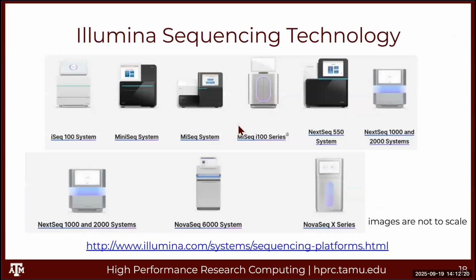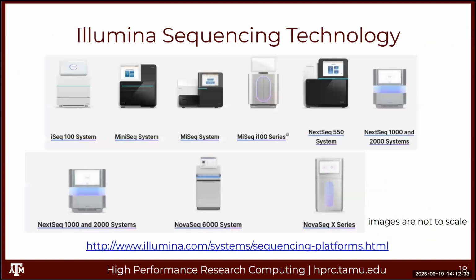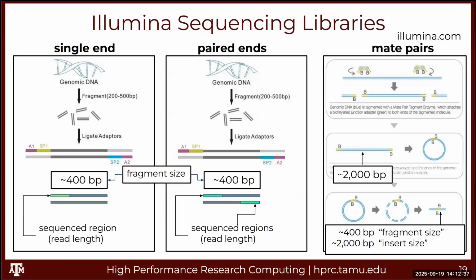Okay, so now I'm going to quickly cover sequencing technologies. Illumina has a lot of sequencers, from a very small one that's about the size of a printer to these taller ones. The small ones, you can do the smaller genomes like bacterial genomes. We have single end and paired end reads and mate pair reads.